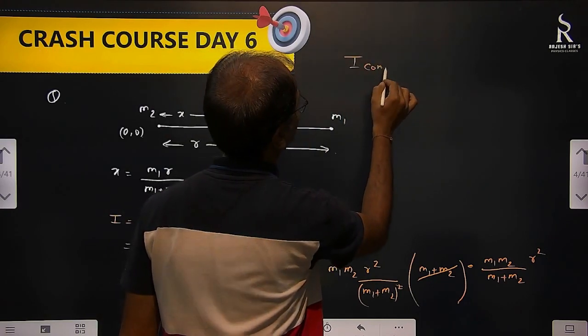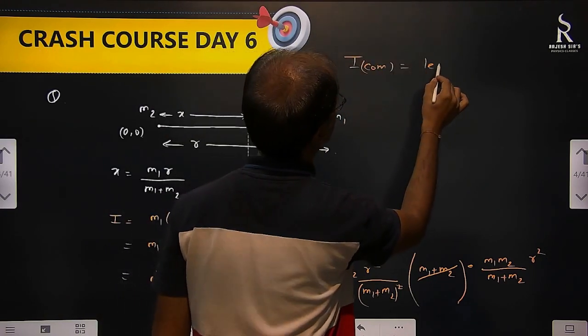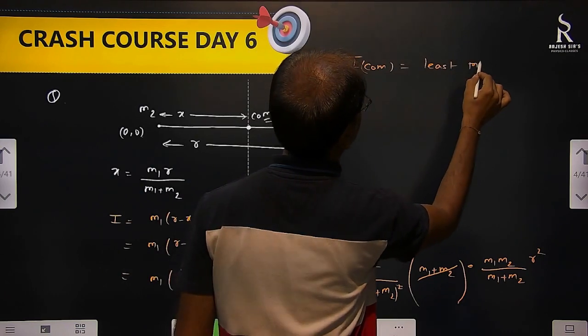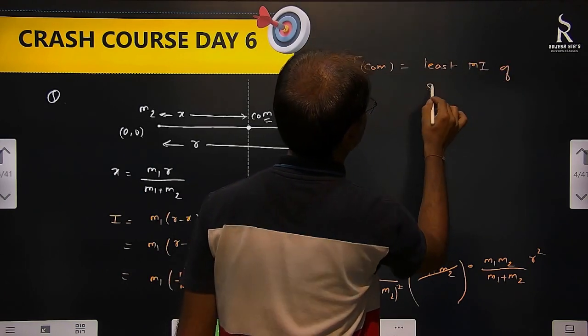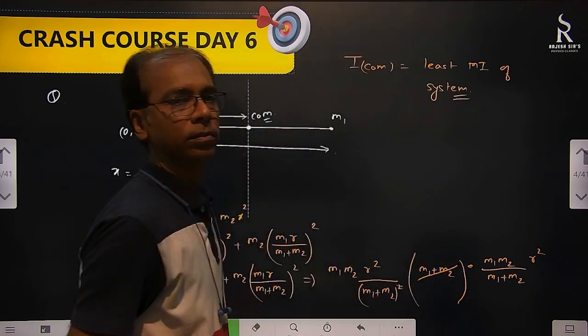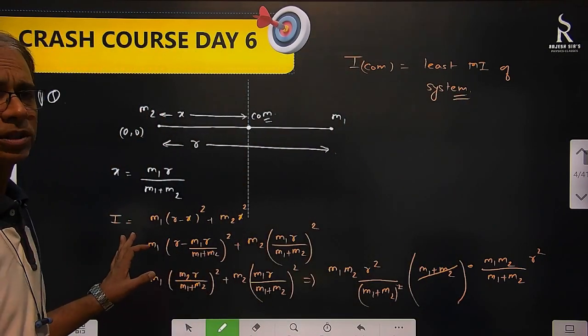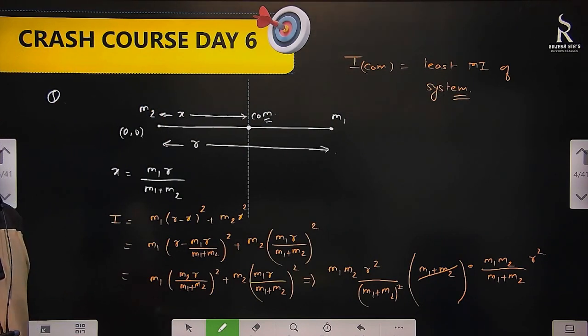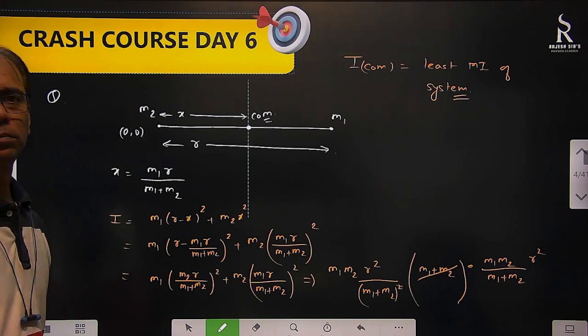Moment of inertia about center of mass is the least moment of inertia of the system. Okay, I hope it's clear. Any doubt is there in this one? Students, any doubt? No problem?